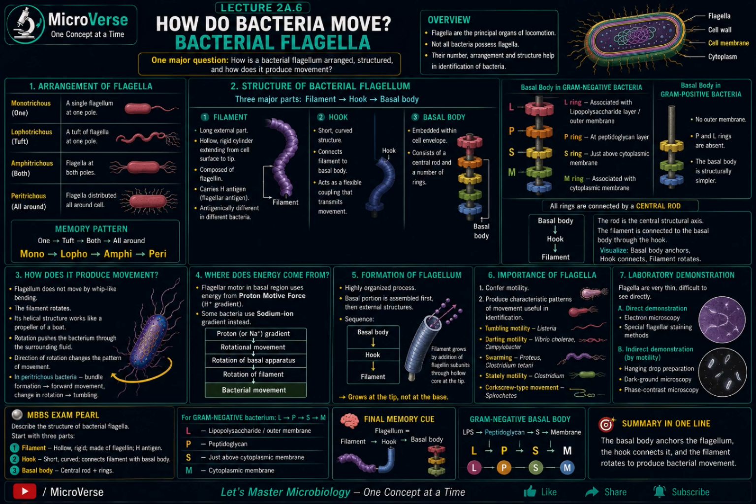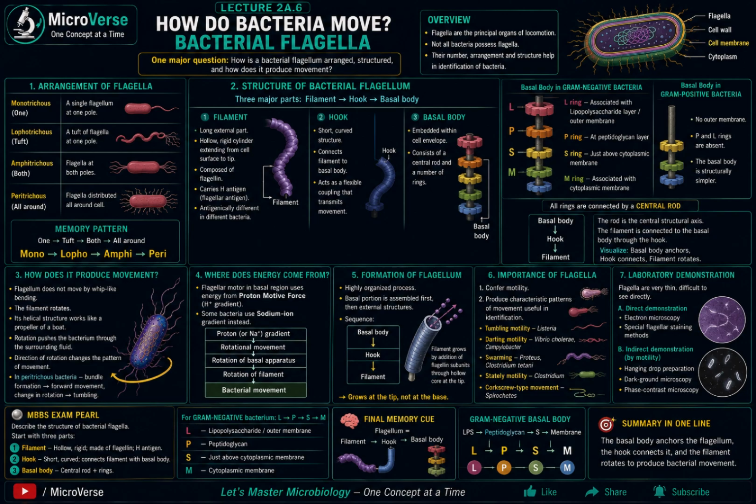So next point, where does the energy come from? The flagellar motor is associated with the basal region. Energy for rotation is generally derived from proton motive force. In simple terms, the movement of protons across the bacterial membrane generates energy that drives the flagellar motor. Some bacteria can use a sodium ion gradient instead. This energy is converted into rotational movement, then rotation of the basal apparatus, next rotation of the filament, and lastly bacterial movement happens.